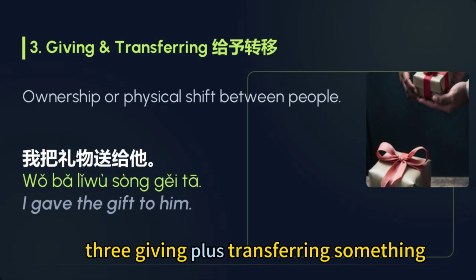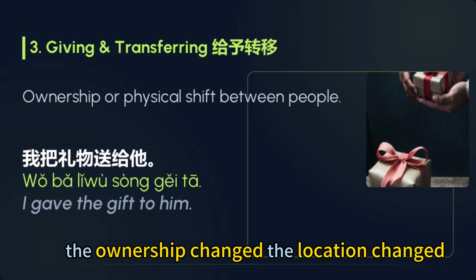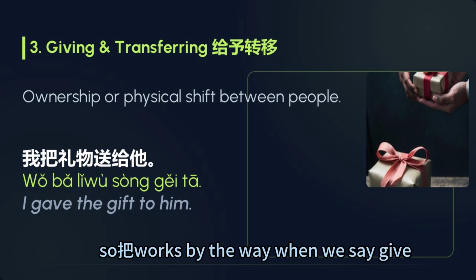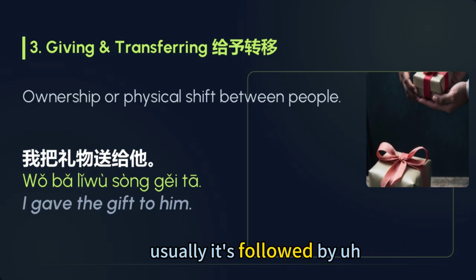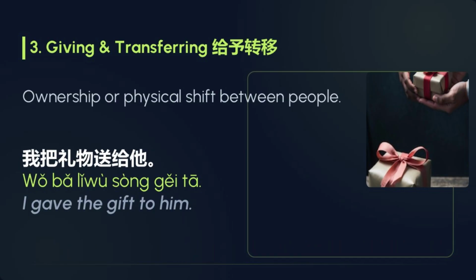Third, giving or transferring. Something moving from one person to another. 我把礼物送给他. The ownership changed. The location changed. So 把 works. By the way, when we say 给, usually it's followed by a person, but not necessarily human, animals too. 我把礼物送给猫, that's also okay.